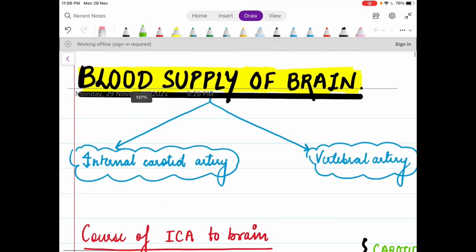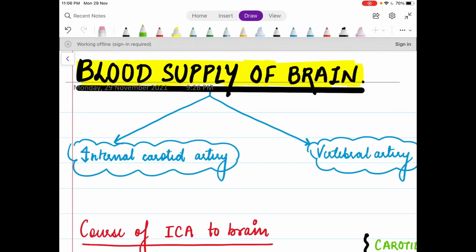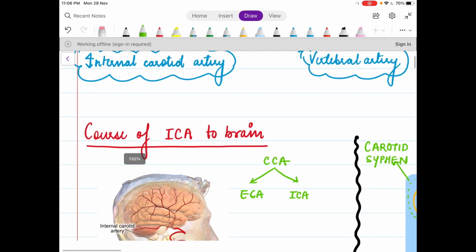Now, when we talk about the blood supply of the brain, there are two major arteries which are responsible for supplying the entire brain. For the anterior circulation, we have the internal carotid artery, and for the posterior circulation, we have the vertebral artery. First, we'll start by discussing the internal carotid artery.